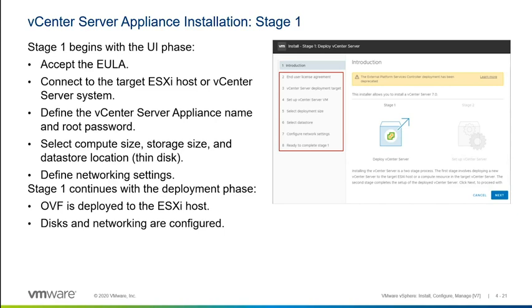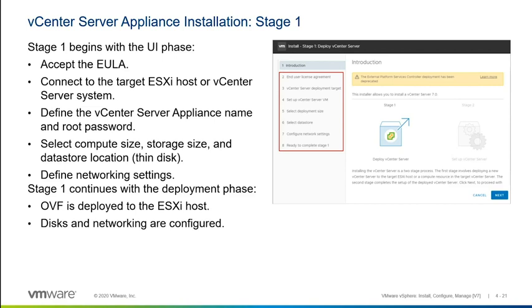So in stage 1, you can see there are 8 steps, okay? And these steps are relatively simple and straightforward. In step 1, we'll accept the end user license agreement, okay? Well, sorry, step 1 is the introduction. It says, okay, this is going to be a 2-stage process. Step 2 says accept the end user license agreement. Step 3 says that we are going to point to an ESXi host.